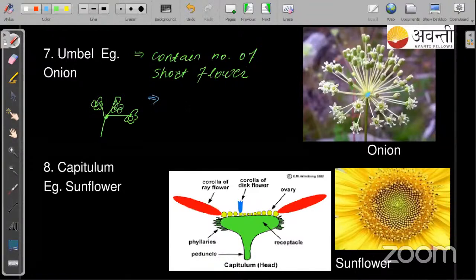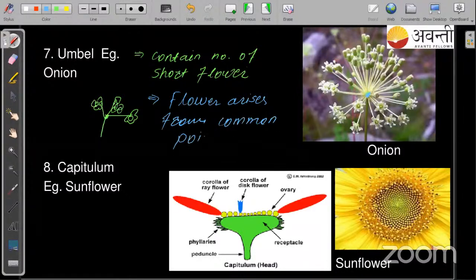Flowers arise from a common point. So please remember this speciality of umbel.